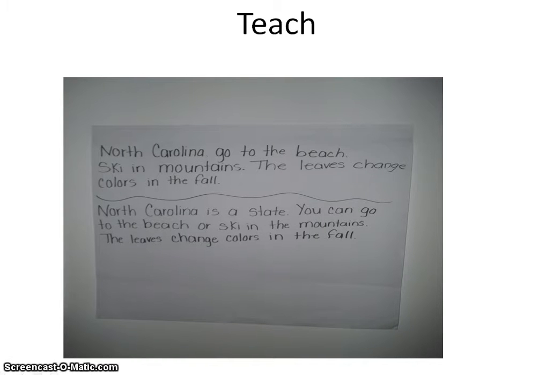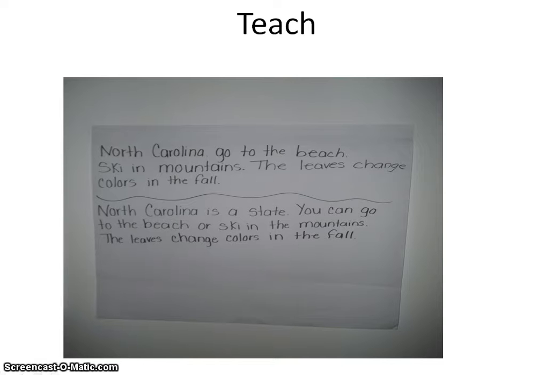It now says ski in mountains. Ski begins with a capital S. And there's a period at the end of mountains, but that still does not make this a sentence. This is also a fragment. Ski in mountains. Well, who's going to ski in the mountains?